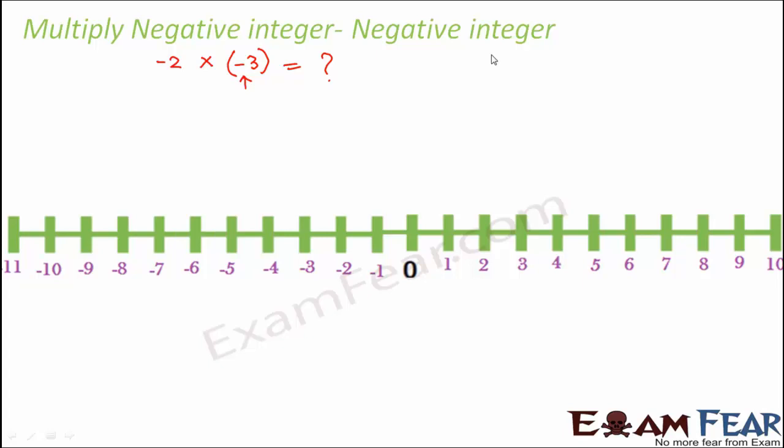Now let us say that when we spoke about minus 2 multiplied by 3, how did we move on the number line? So if this is your number line, how did you move on it? Something like this: minus 2, again minus 2, again minus 2, and you reached minus 6. So this is how you moved for minus 2 into 3.